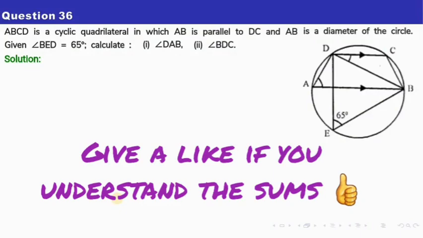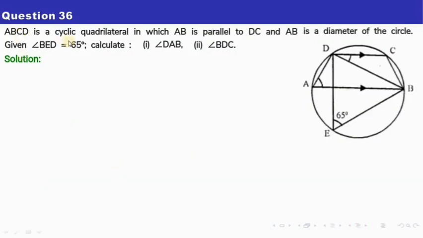Now the question says ABCD is a cyclic quadrilateral in which AB is parallel to DC and AB is the diameter of the circle. Okay, so this is my circle, where AB is parallel to DC. That's all that is given, and AB is the diameter. That means this line AB is my diameter of the circle.